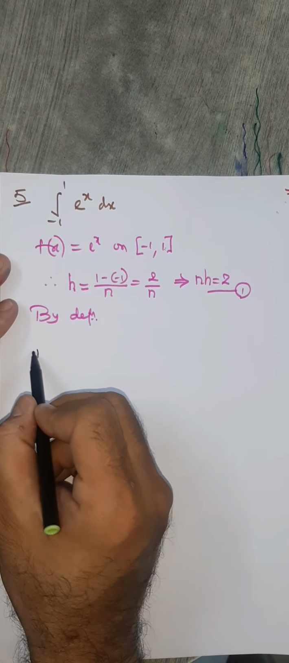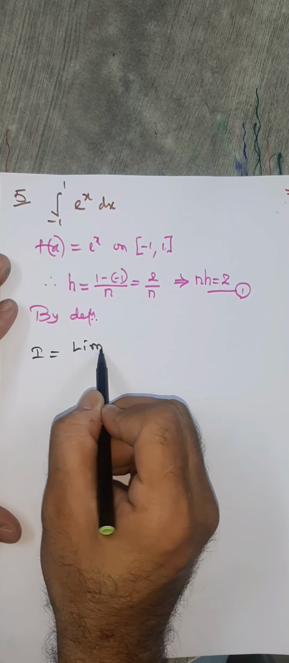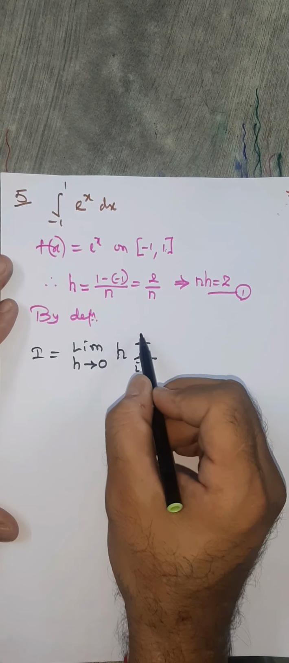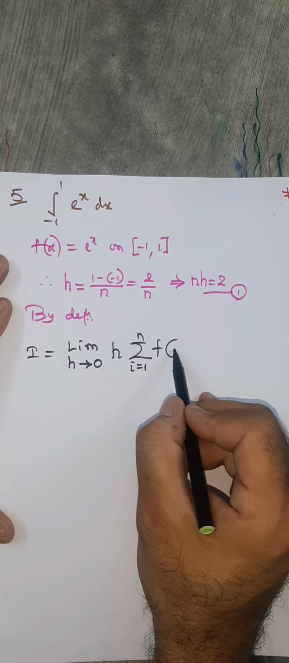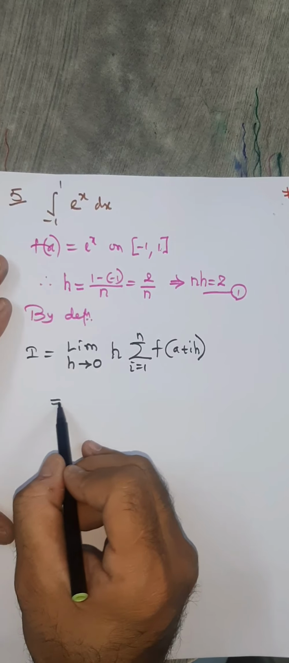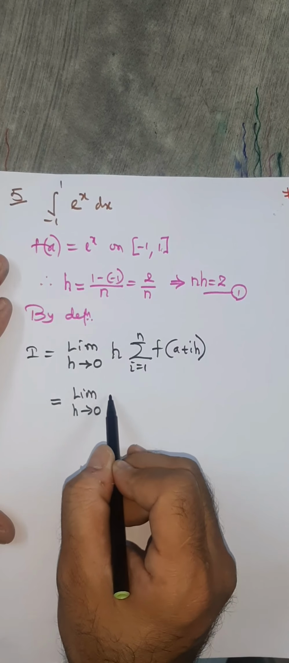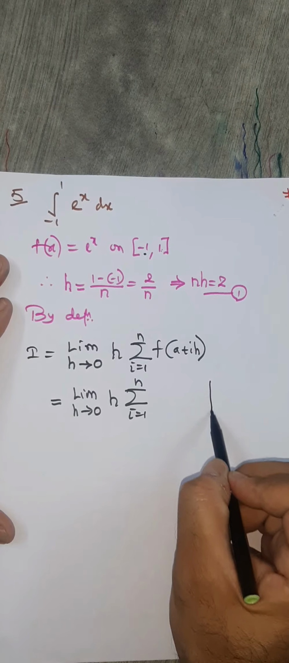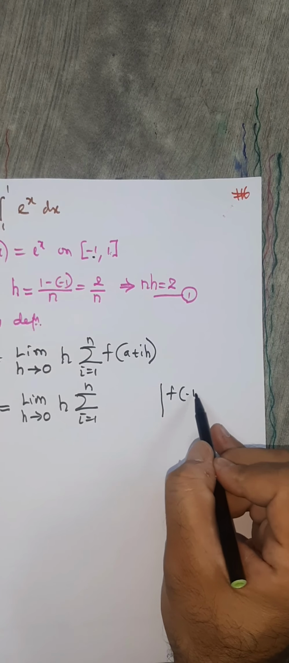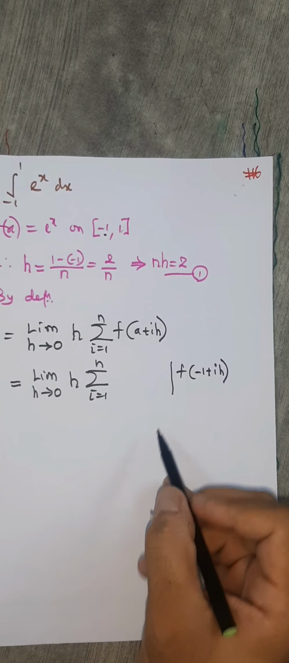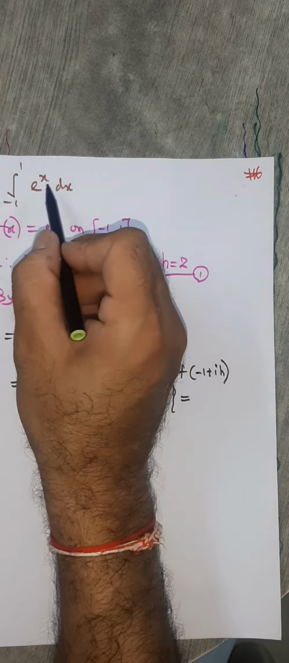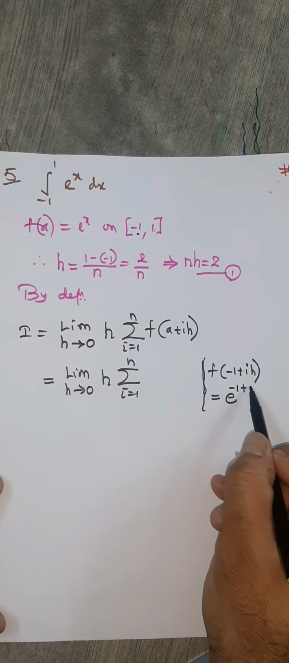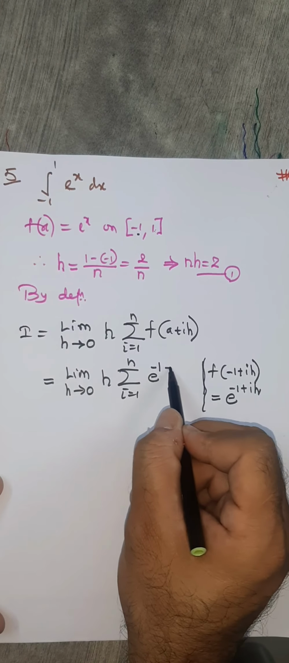integral I equals limit, here you have exponential functions, I'm writing h tends to 0, h into sigma i runs from 1 to n f of a plus ih. Okay, so this is limit h tends to 0, h into, what is a here? a is minus 1, first value. So you have f of minus 1 plus ih. And what is f(x)? That is e raised to x. You know, here f(x) is e raised to x. So e raised to minus 1 plus ih.